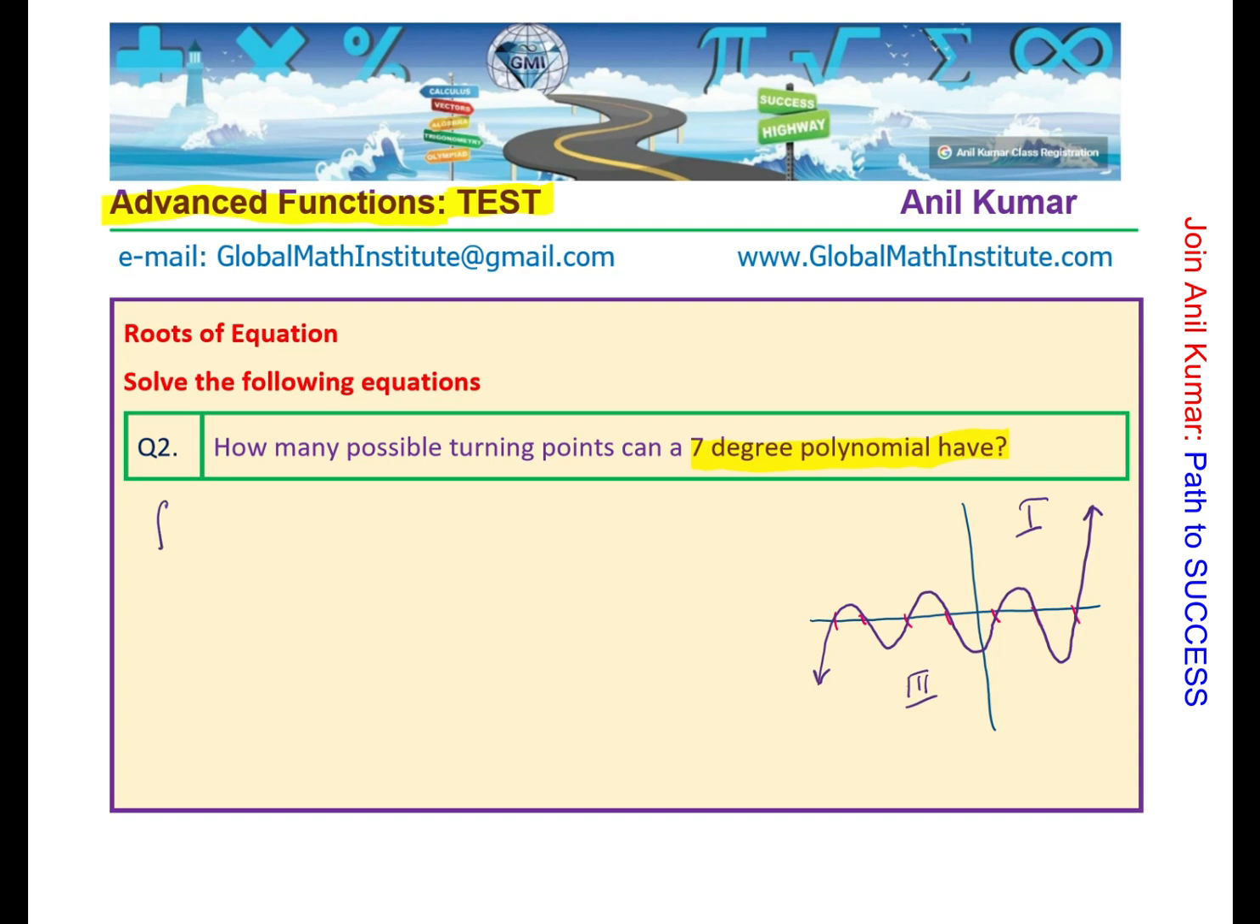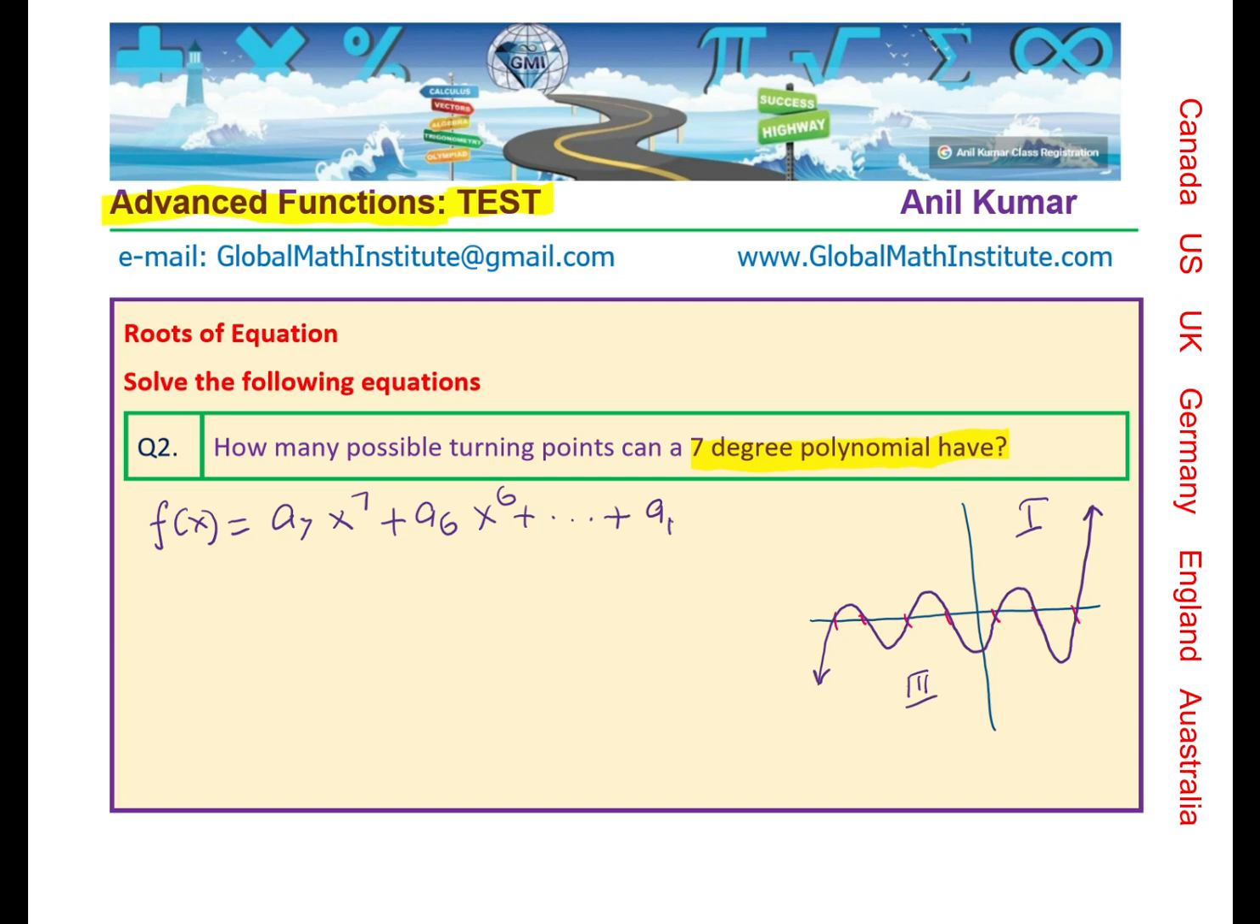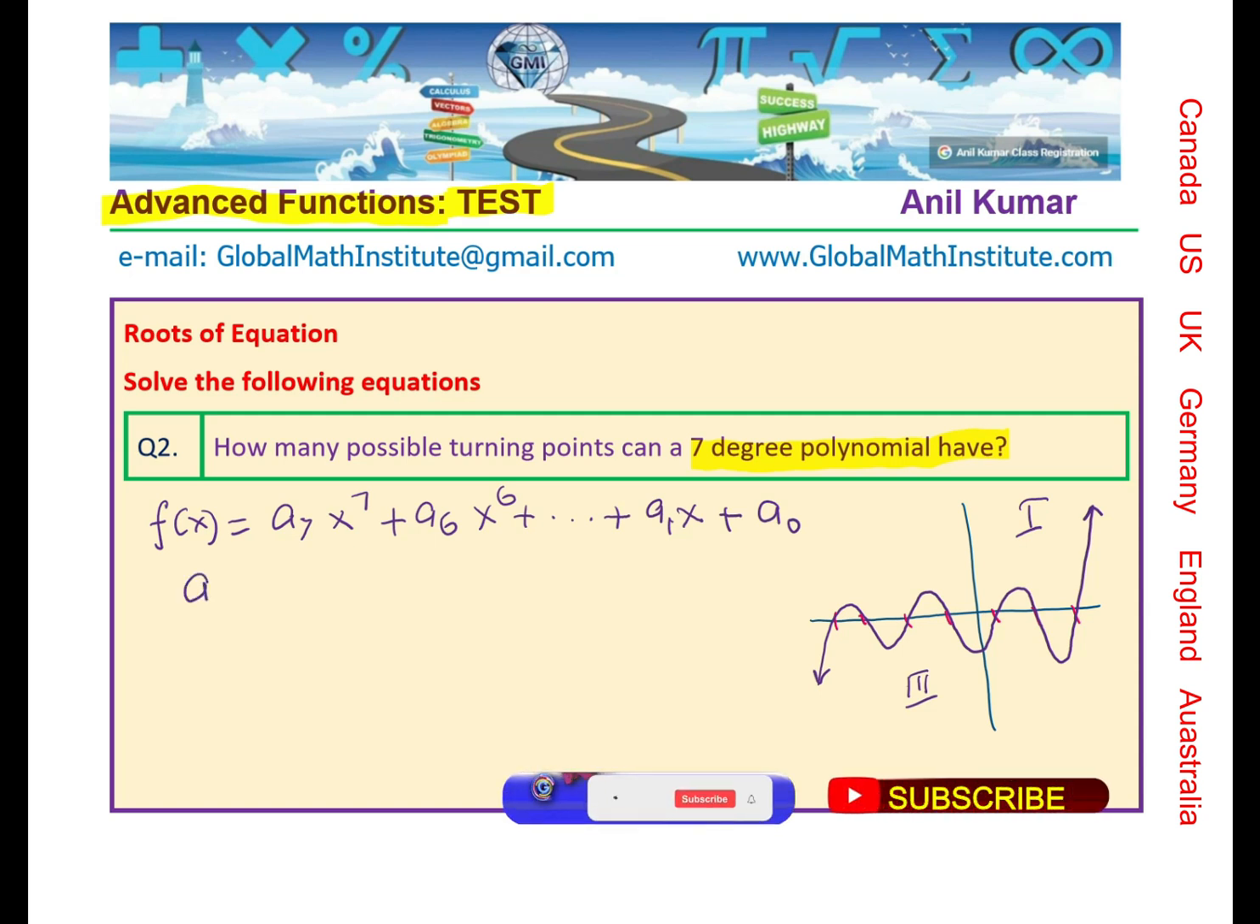So we're talking about some f of x which has an x to the power of 7. So let me write a7 x to the power of 7 plus a6 x to the power of 6 plus so on till the constant a1, let's say, right? Great. So here we are assuming that a7, which is the leading coefficient, is positive.